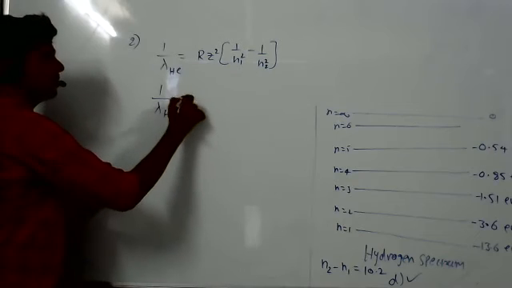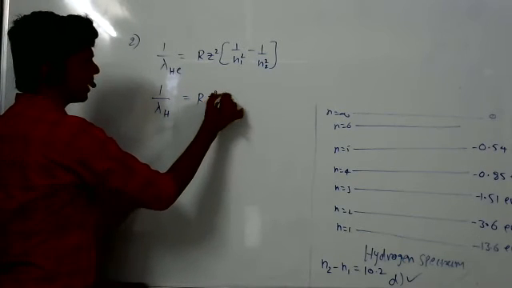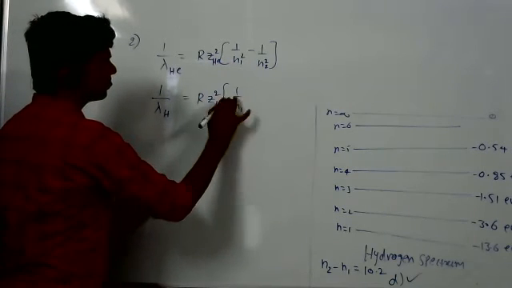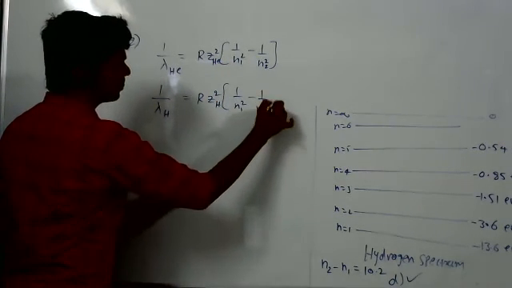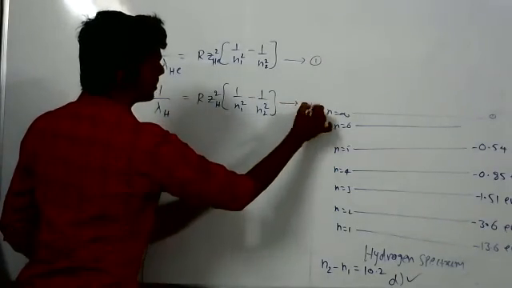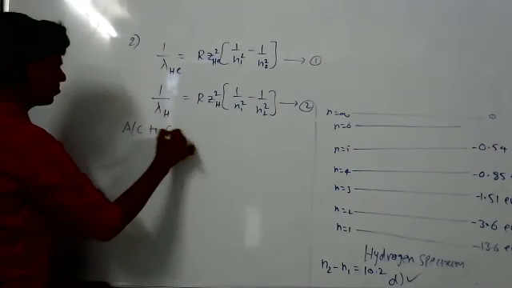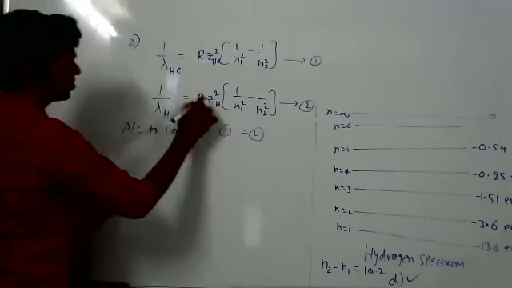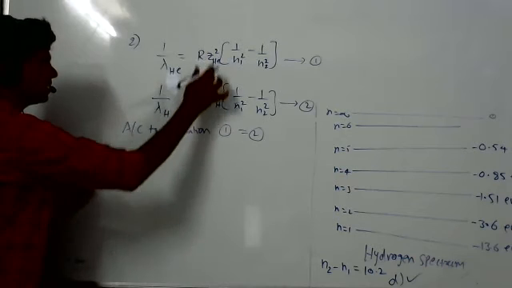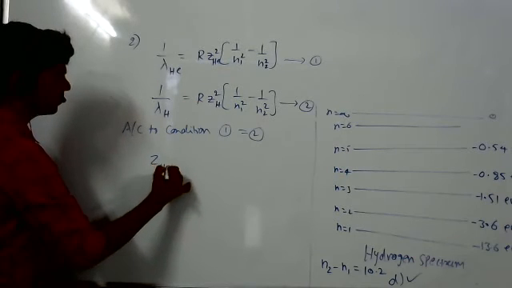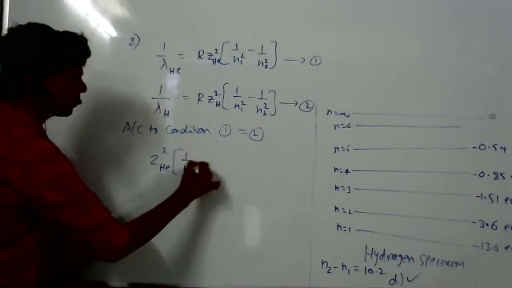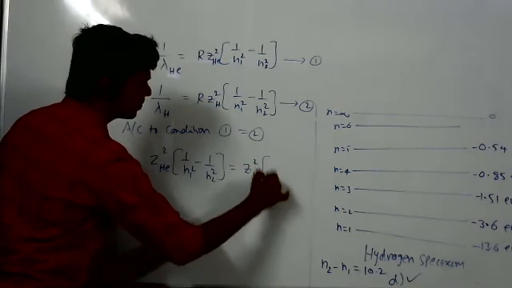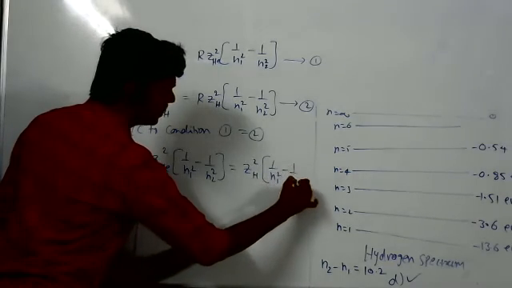For the hydrogen atom, we are getting the same value, no doubt, the Z value is 1 only. So the first equation is equal to the second equation, no, sir? Yeah. According to the condition, equation 1 equals equation 2. Then R also gets cancelled. The remaining parts: Z helium square into 1 by N1 square minus 1 by N2 square equals Z hydrogen square into 1 by N1 square minus 1 by N2 square.